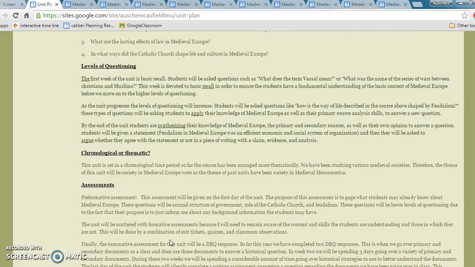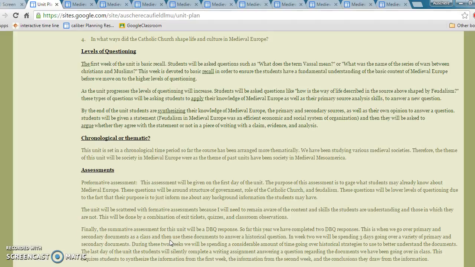It is kind of a chronological time period, but it's more thematic, due to the fact that we're studying medieval societies instead of studying a lot of different societies around a theme. We're just studying the theme of medieval Europe, Western Europe.